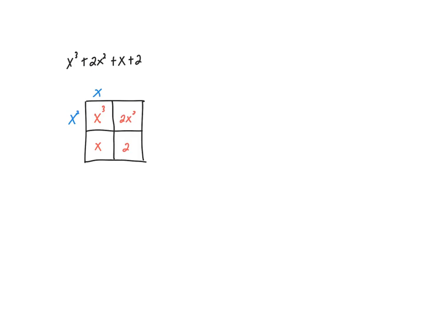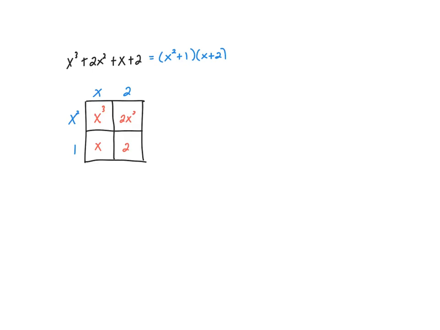All right, now I'll look to build out. x squared times something gives me that 2x squared in the upper right. It's going to need to be a 2. And then in the lower left, x times something gives me x. Well, it's going to need to be a 1. And 1 times 2 is indeed 2. So my 2 factors here are x squared plus 1 and x plus 2. Okay?